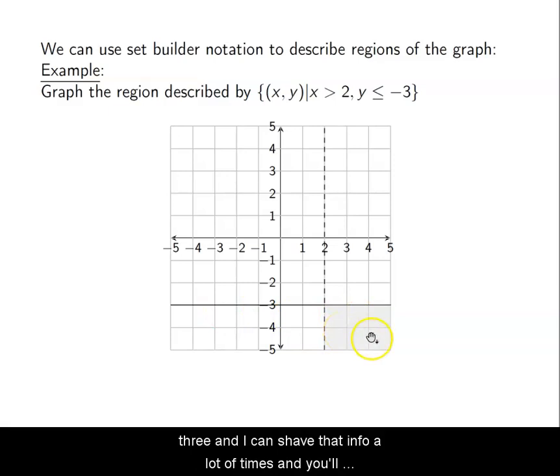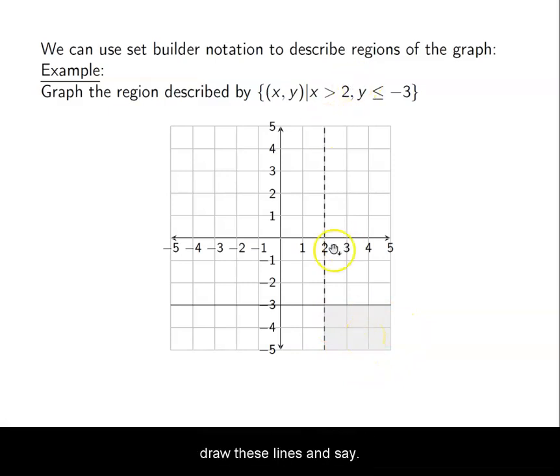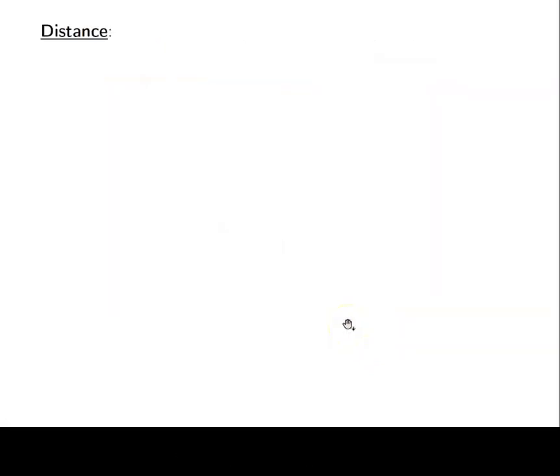So a lot of times when you learn this in Algebra 1 or Algebra 2, you shade both the areas and then you're just looking for the overlapping shaded area. But again, this is review, so you should be able to just draw these lines and say, this is my piece of interest at this point, right? So that's the way that this works, okay?